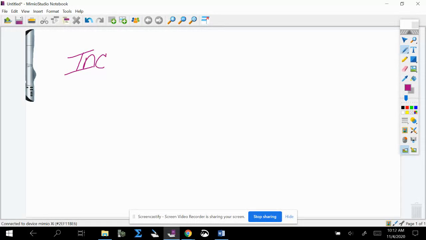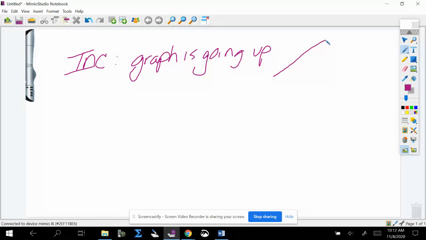So increasing, I'll just abbreviate, means that the graph is headed up. Think of it as a positive slope. So if you're riding a roller coaster, moving from left to right, and you are going up the coaster, anytime your graph is something like this or something like this, those are all places where we would say it is an increasing interval.